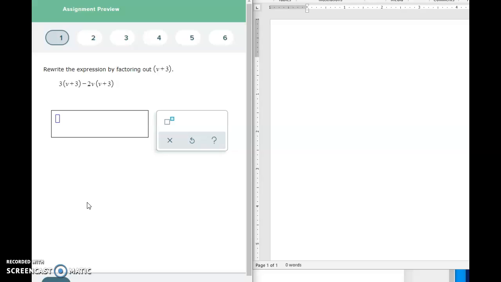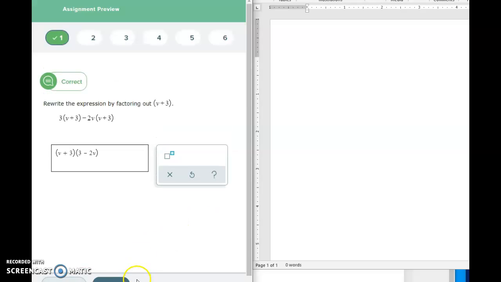So here we have a GCF of v plus 3. So we have 3 times v plus 3 minus 2v times v plus 3. If we start by taking out that GCF, v plus 3 is what they both have in common. When I factor out the v plus 3, what I'm left with are my coefficients, 3 minus 2v. And there's my answer. All right.